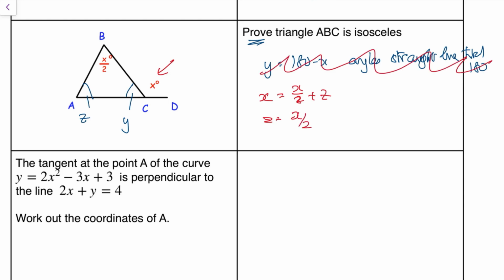That's not relevant. So in other words, I managed to show that as z equals x over 2, therefore base angles equal, which implies isosceles. I didn't need the first thing. That's a clever question. I like that question. I hadn't seen that one before, but good question.